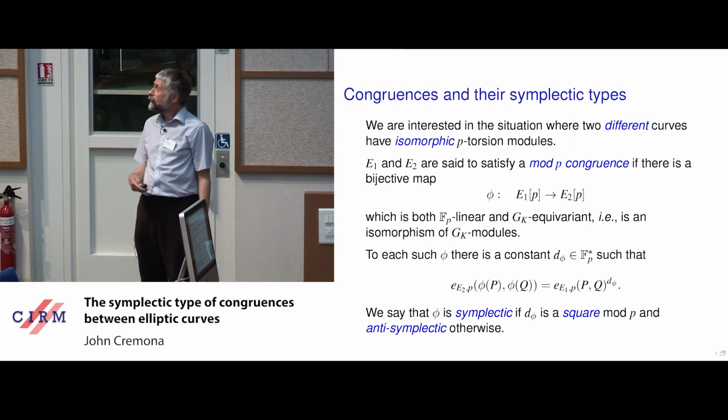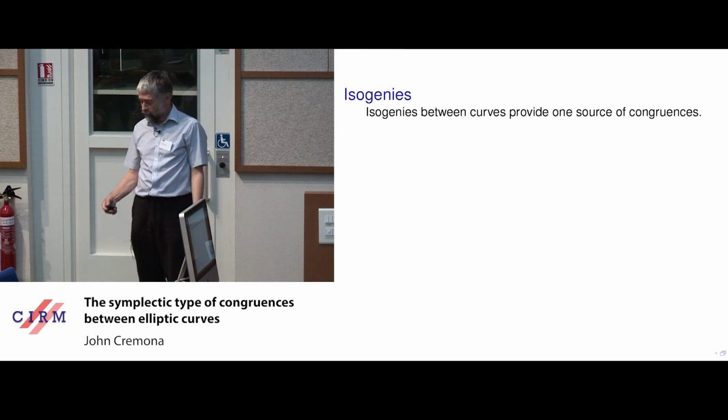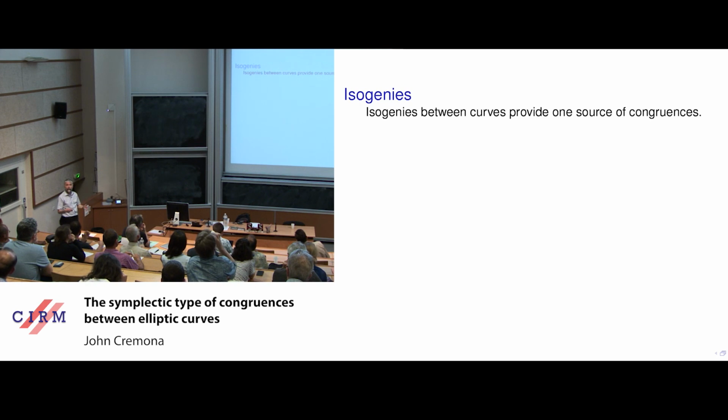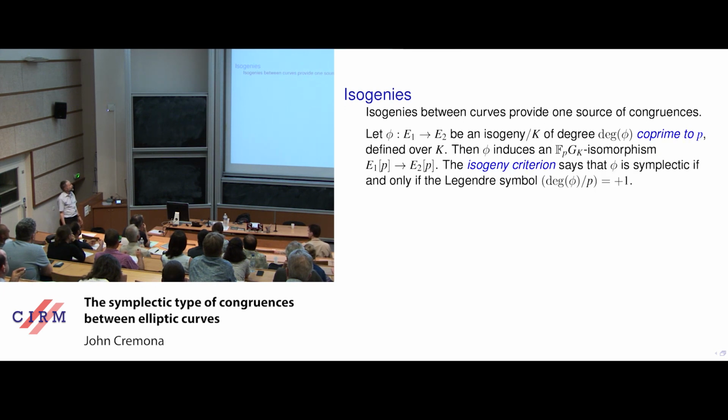Right, so there's one situation in which it's very easy to construct congruences, which I want to explain so that we can, in a sense, eliminate it, and that's when you have an isogeny. If you have an isogeny between E1 and E2, and as long as the isogeny degree is coprime to p, then the isogeny induces a map from the p-torsion on E1 to the p-torsion on E2 that has all the properties we want. Assuming the isogeny is defined over K, this will be a G_K-invariant map.